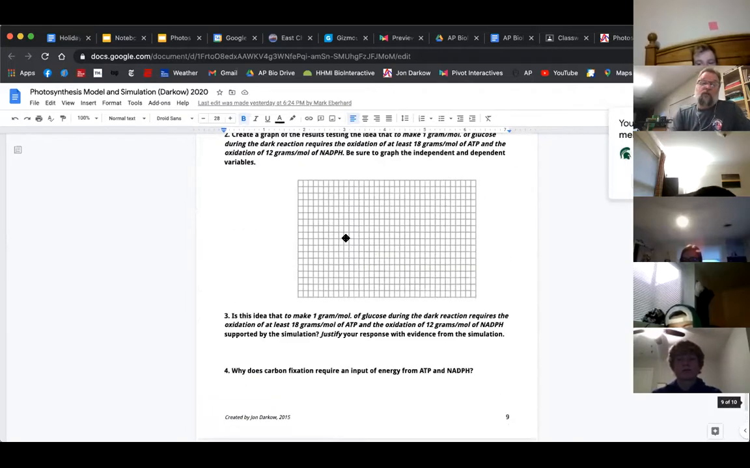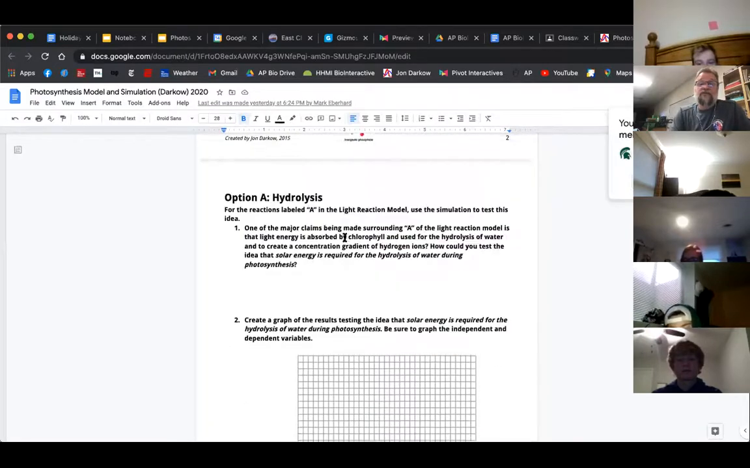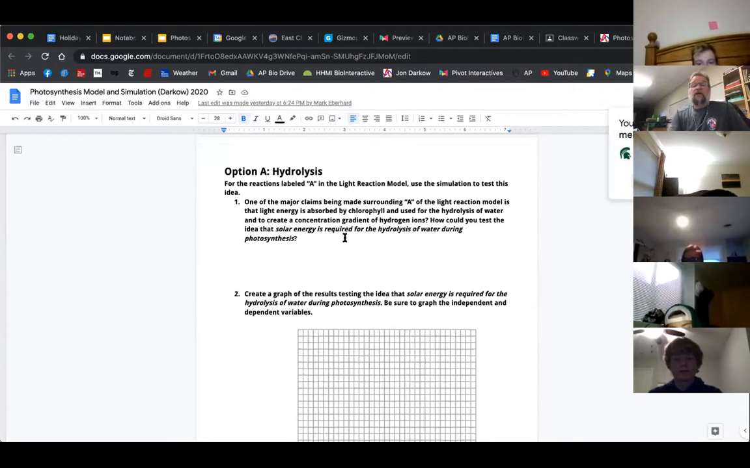So for example, let's just look at letter A together, okay? So letter A is about hydrolysis. Hydrolysis is the splitting of water that happens at the very beginning of photosynthesis. That's one of the very first things that has to happen because water needs to supply you with the electrons, because the electrons are how we transfer light energy into chemical energy. We get these electrons excited.